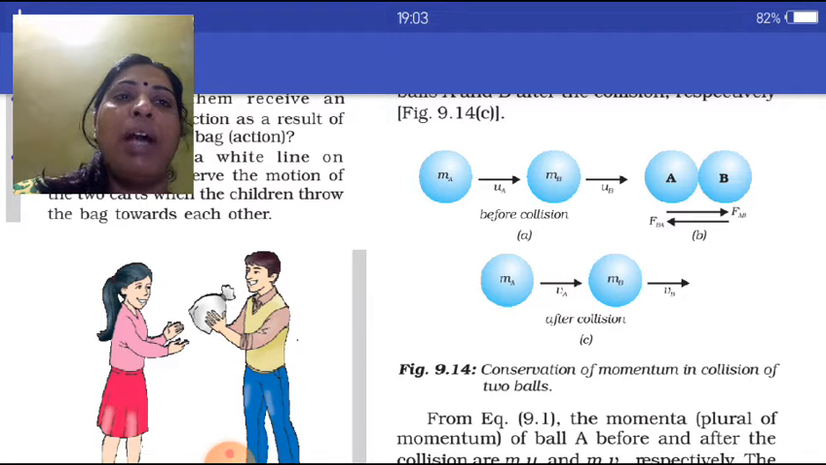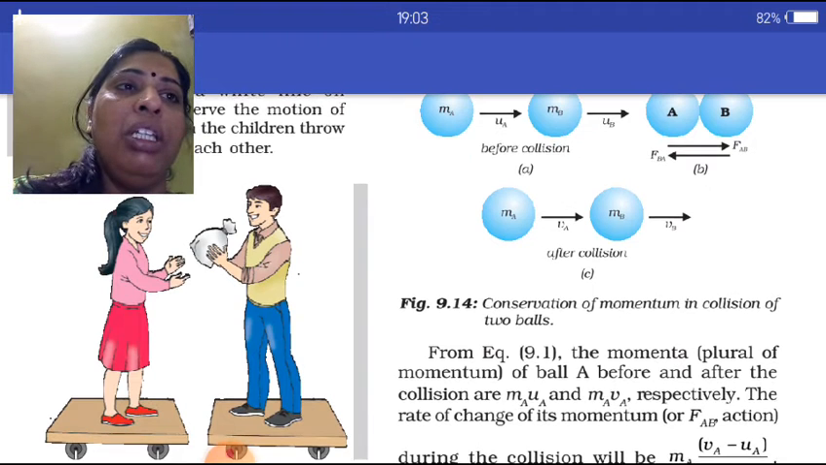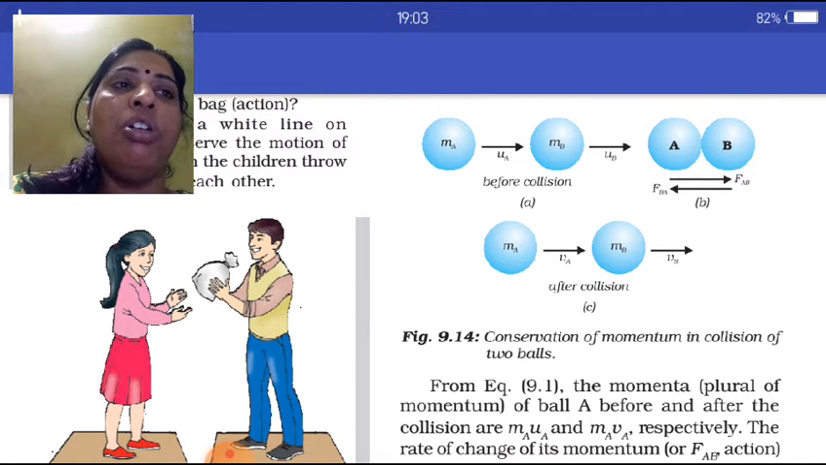Before the collision, we have mass MA and mass MB, and the initial velocities UA and UB, as shown in the figure. Then in the next figure, A and B, during the collision, the forces act on each other. The force of A on B we write as FBA, and the force of B acting on A we write as FAB. Then after the collision, in situation C, MA and MB have velocities VA and VB.